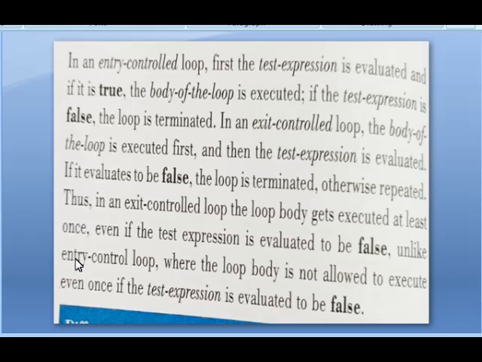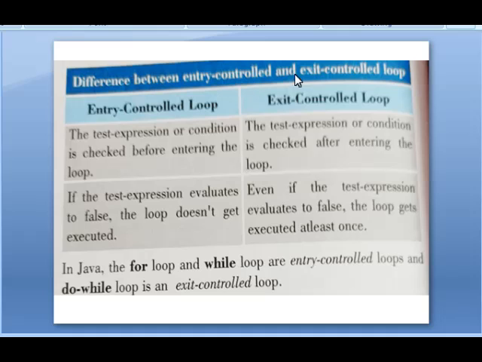Thus, in an exit controlled loop, the body gets executed at least once, even if the test condition evaluates to false, unlike an entry controlled loop where the loop body is not allowed to execute if the test expression evaluates to false. Next, write the difference between entry controlled loop and exit controlled loop. The first one is the entry controlled loop: the test expression or condition is checked before entering the loop.